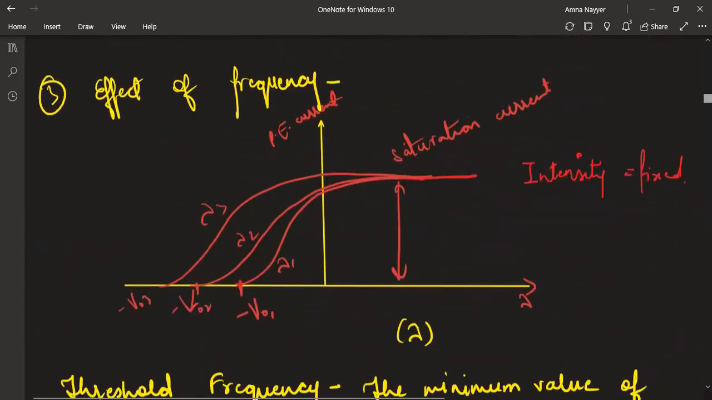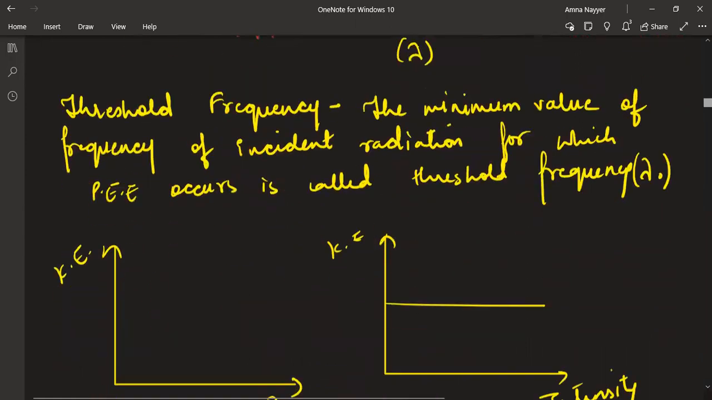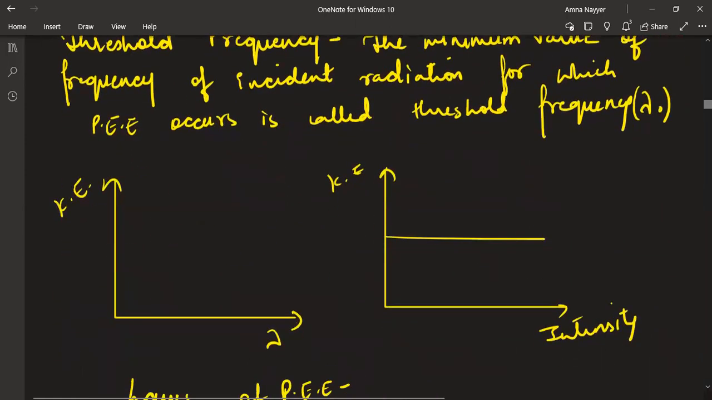Now, threshold frequency, I have already discussed the definition with you. The minimum value of frequency of incident radiation for which the photoelectric effect occurs is called threshold frequency. Now, two more graphs you have: two basic graphs between kinetic energy and frequency, and kinetic energy and intensity. Kinetic energy is directly proportional to the frequency, but it is independent of intensity.